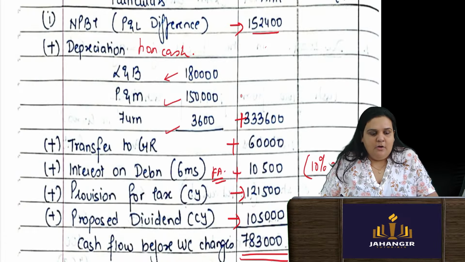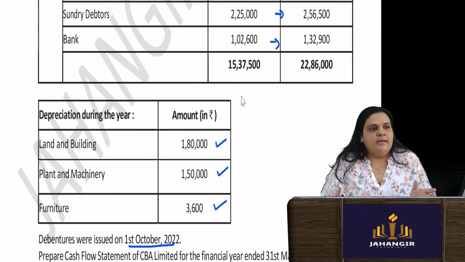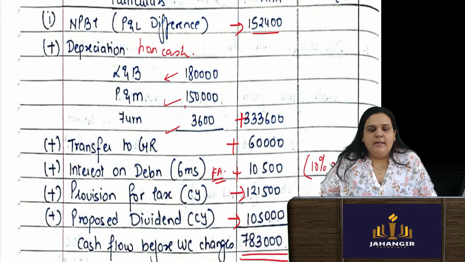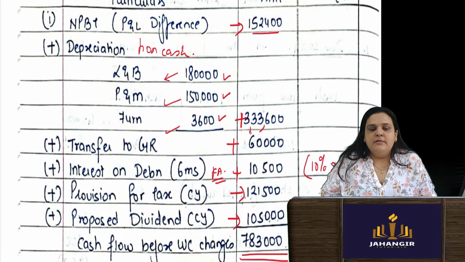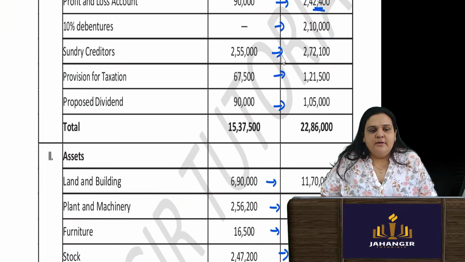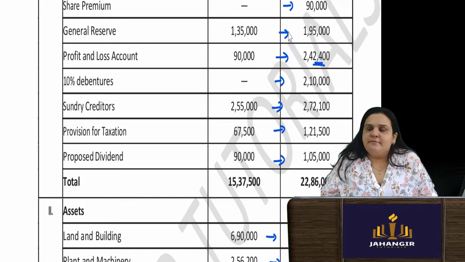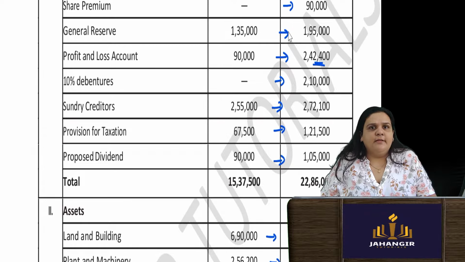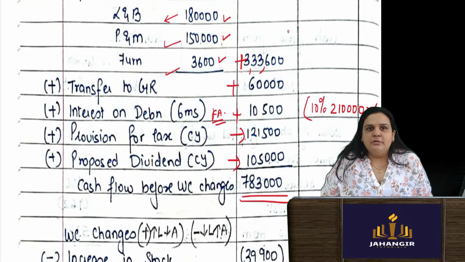So add it back. All the three depreciations are already given: 1 lakh 80,000, 1 lakh 50,000 and 3,600. So 3 lakh 33,600 depreciation I've added, right? Now see this general reserve, we had done in our previous sum also. General reserve has increased from 1,35,000 to 1,95,000. That means this 60,000 in general reserve I must have put by provision, P&L appropriation. Add that back. Any transfers I will have to add back.